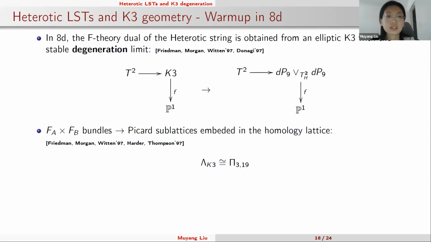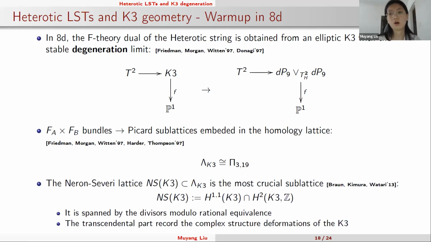In terms of the K3 lattice geometry terminology, the choices of the flavor F_A, F_B bundles are determined by the Picard sublattice embedded in the homology lattice, which is given by the intersection form of the second cohomology group of the K3. Among these homology lattices, the most important sublattice is the so-called Néron-Severi lattice. It is spanned by the divisors, modulo intersection forms of the divisors and modulo rational equivalence. Moreover, the transcendental part of the NS lattice gives you the possibilities of the complex structure deformations of the K3.